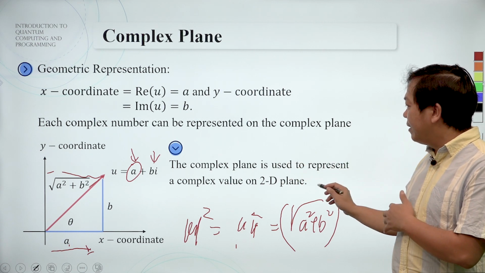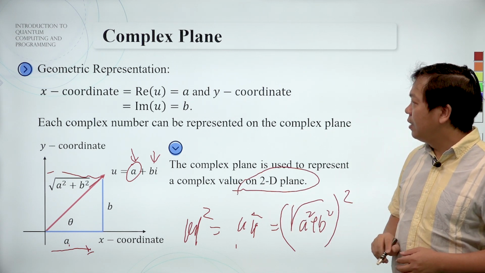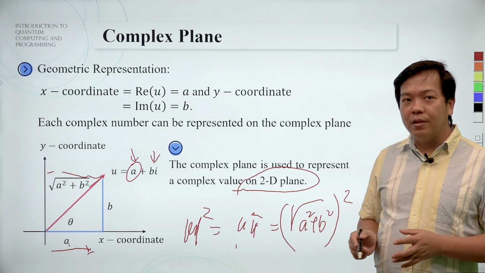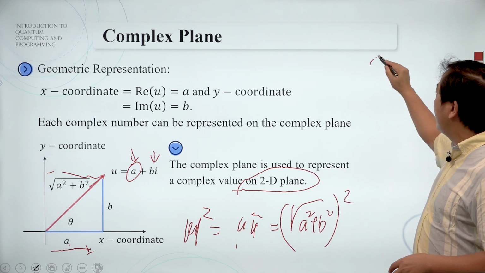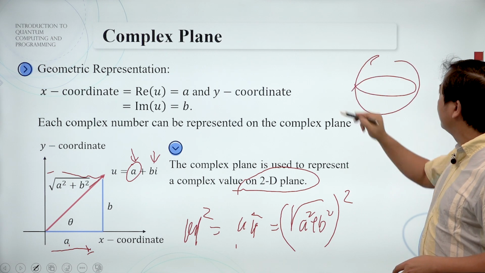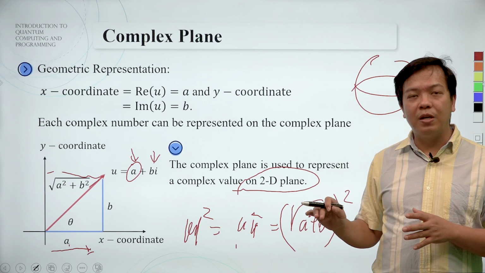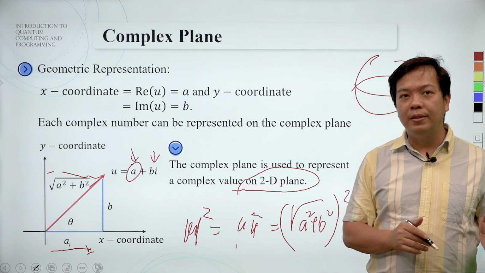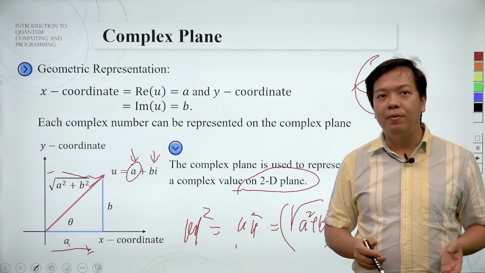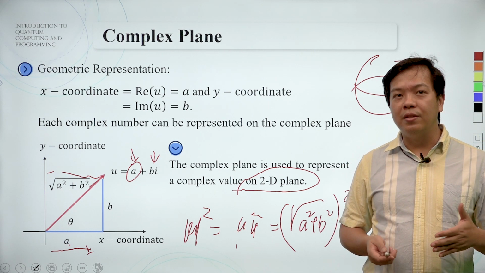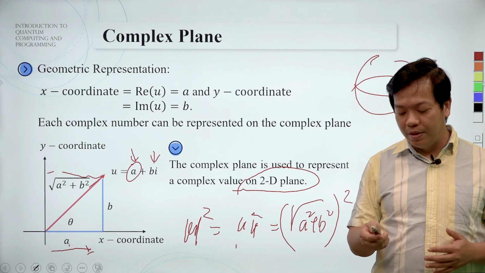The complex plane is used for complex values in two dimensions. This is two dimensions. And in the future, when we have quantum, it is three dimensions, which is more complicated. So I hope this part concludes how you can understand the basics before we move to the more complicated version.